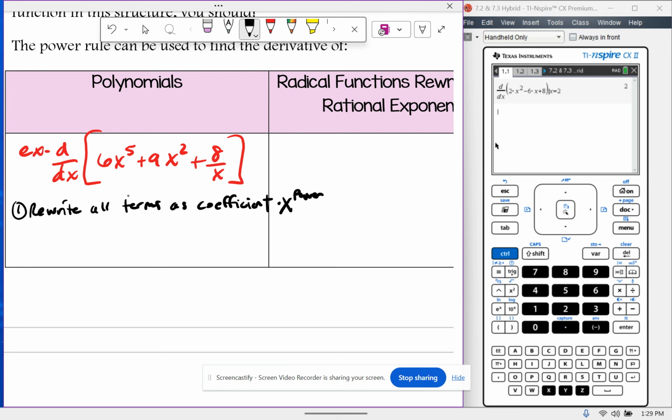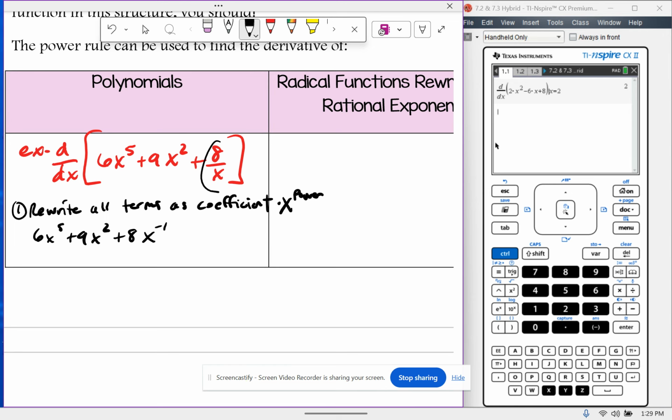So I have 6x to the 5th. He's fine. I'm not going to change him. I have 9x squared. He's fine. I'm not going to change him. I should rewrite the 8 over x. I should rewrite that as 8 times x to the negative first. Now I have coefficient x to a power.